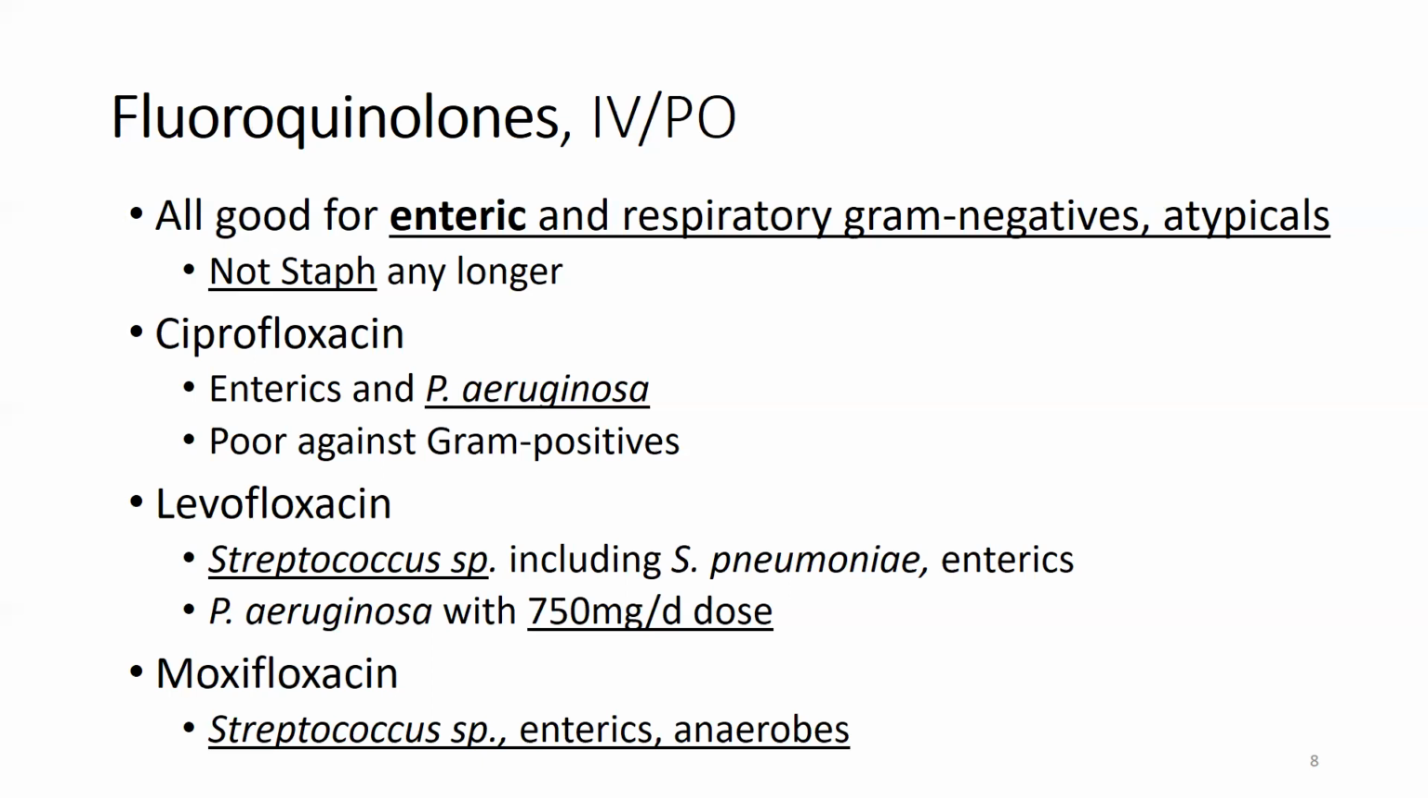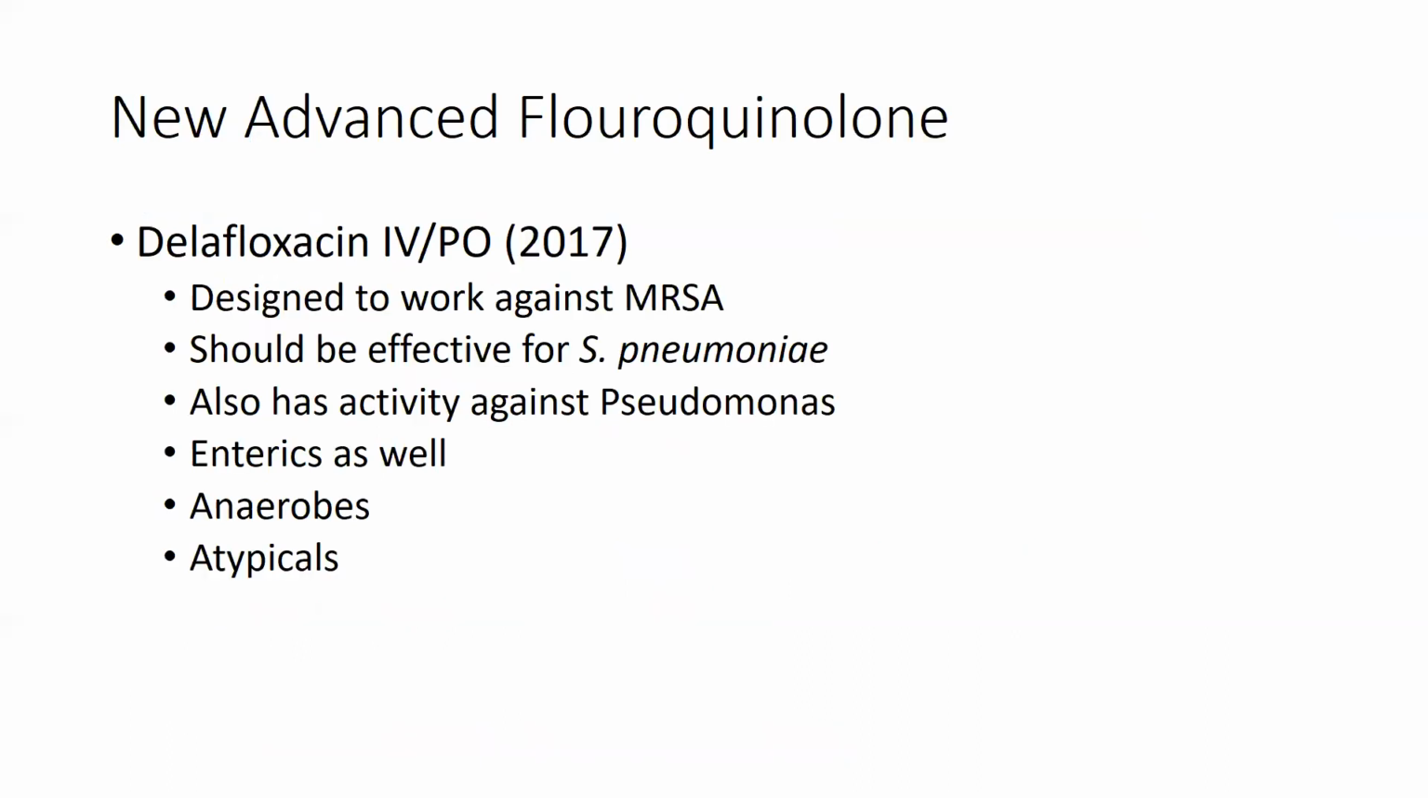Moxifloxacin is a little different. It maintains the theme of working against strep and was marketed as a respiratory fluoroquinolone. It doesn't get eliminated through the urine, so it's not good for urinary tract infections like Cipro and levofloxacin, but it does have a little bit better anaerobic activity, so potentially could be used for minor intra-abdominal infections, but primarily it's marketed as a very potent strep respiratory drug for pneumonia.